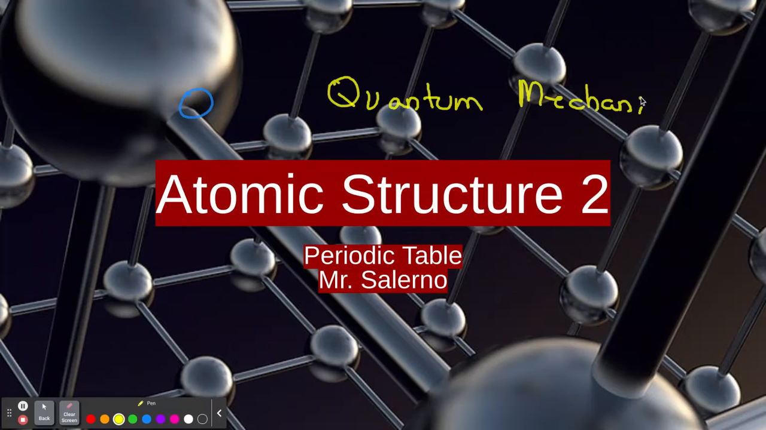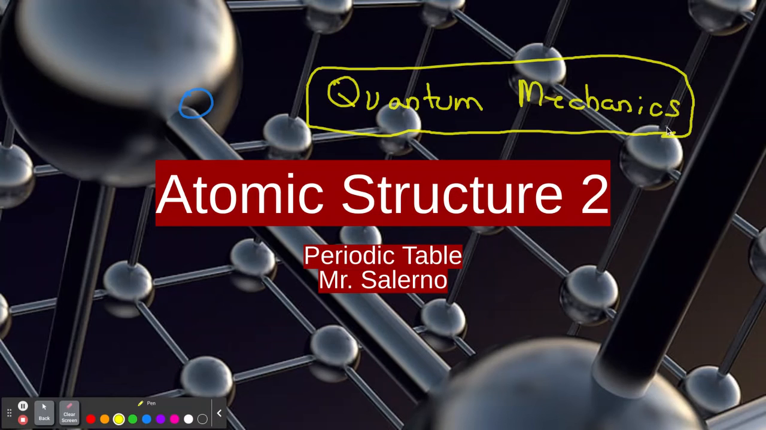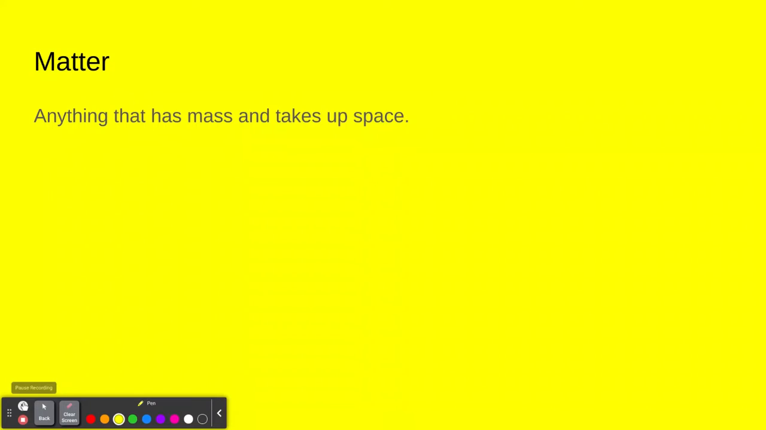I will talk about why the electrons don't fall into the nucleus in another video. Actually, the next video, it'll be part 2B. So it has to do with quantum mechanics. But let's talk about the periodic table, and we're talking about elements.